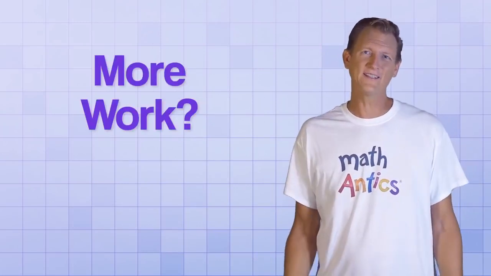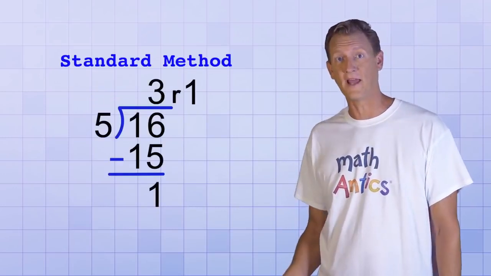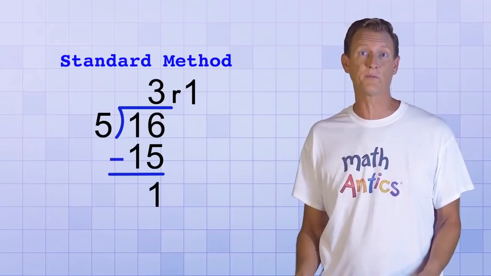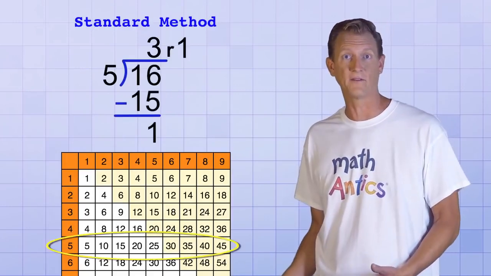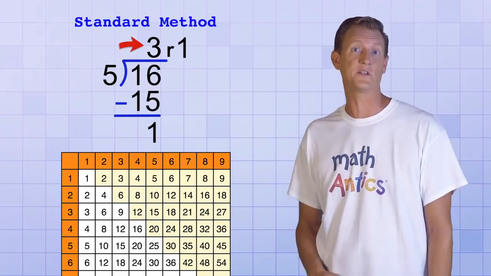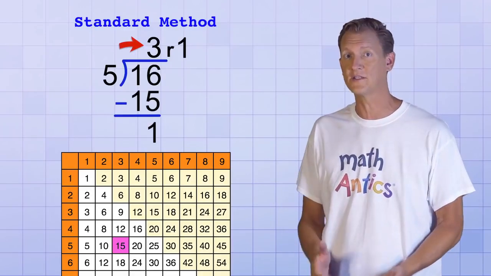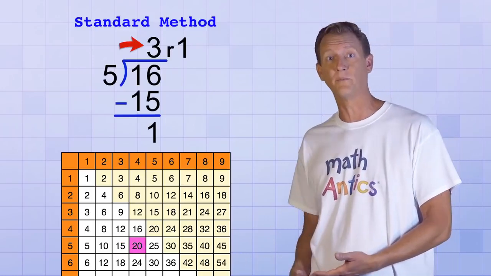Well, yes, but that's because in the standard method, we were helped out by the fact that we already knew all of our multiplication facts for multiples of 5. That meant that we could easily determine that 3 was the best choice for the answer. We knew that 3 5s would be very close to 16, but that 4 5s would be too many.